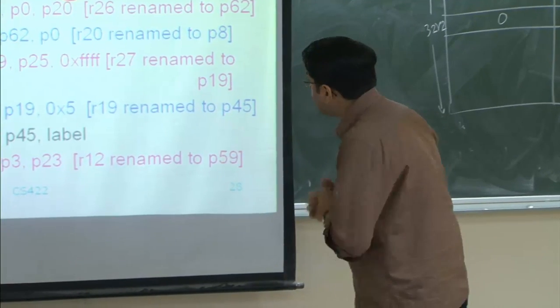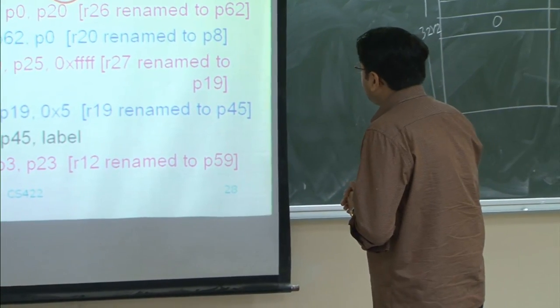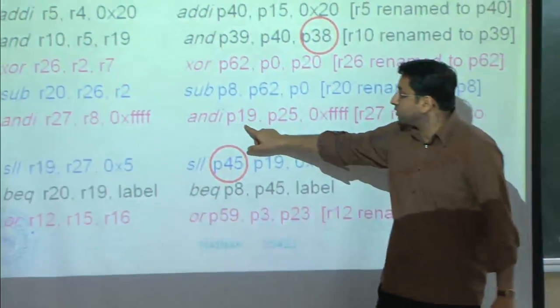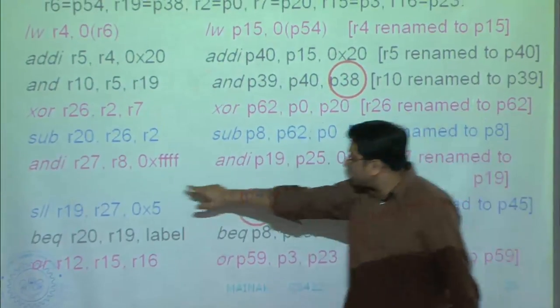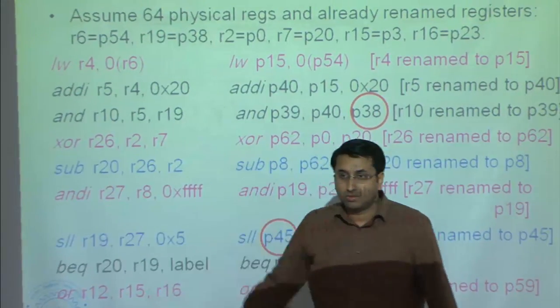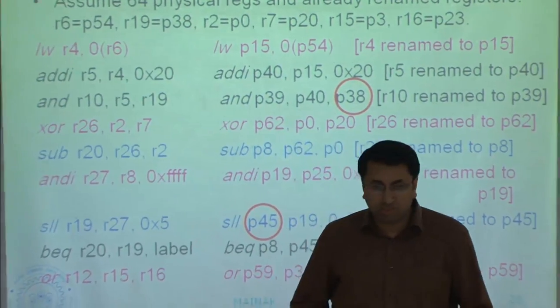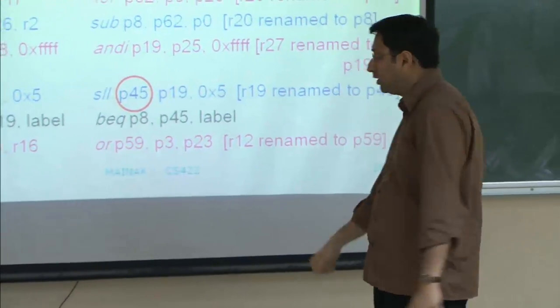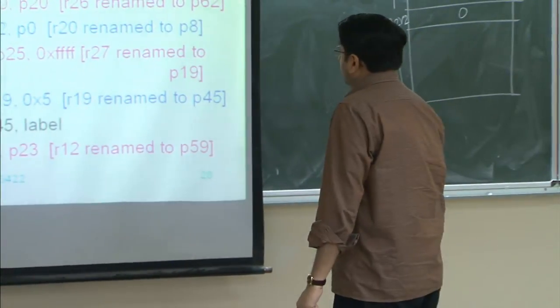Yes, why does R27 become that? So you assign it to a new register. Every target gets a new register, and the new register is the one which is free. Out of many free registers, you pick one.